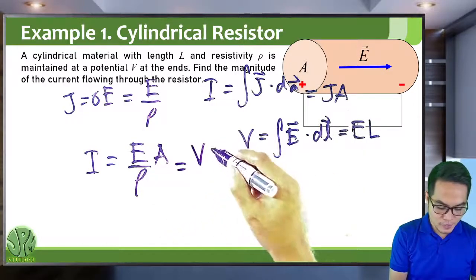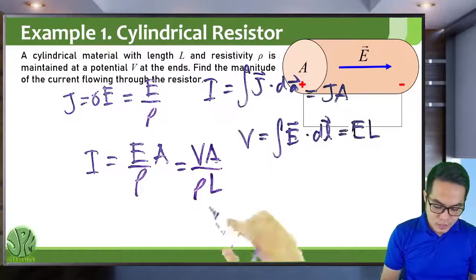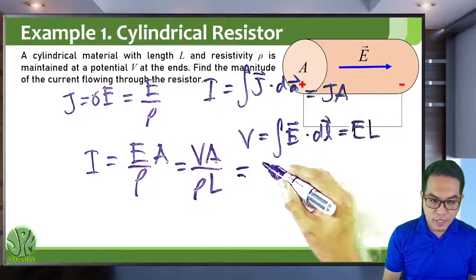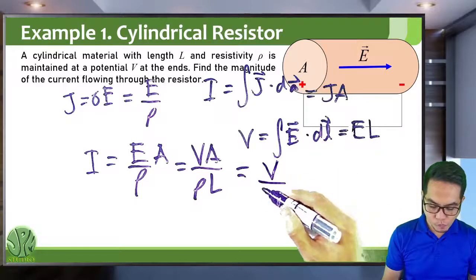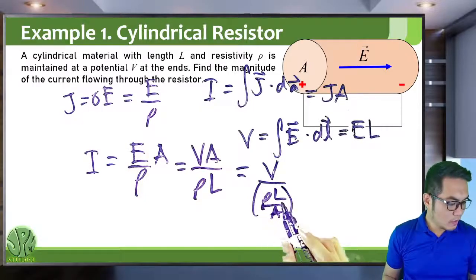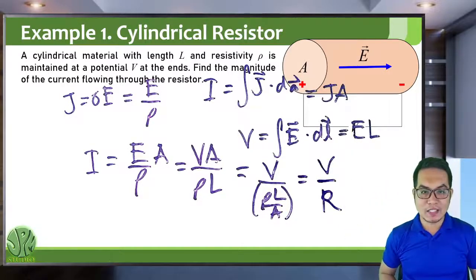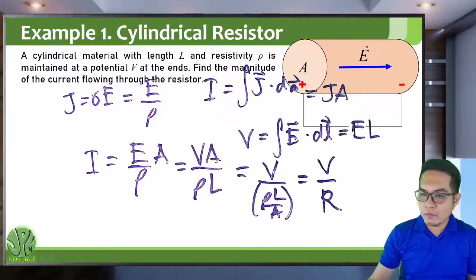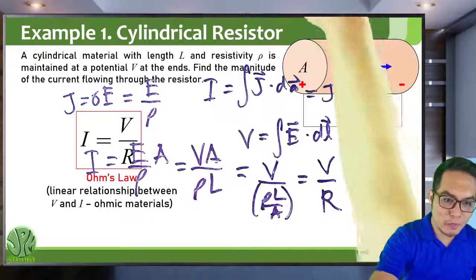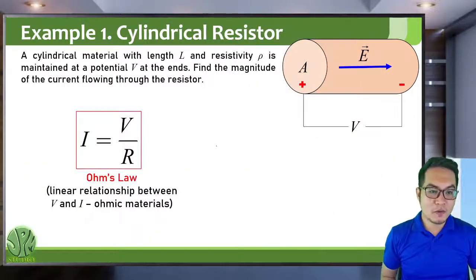So you will have I equals V A over rho L. Okay, I can actually rewrite this as V over rho L over A, where this term rho L over A is actually the definition of resistance R. So we then get I is equal to V over R, and this is maybe the Ohm's law that you are familiar with. V is equal to IR, or I is equal to V over R.